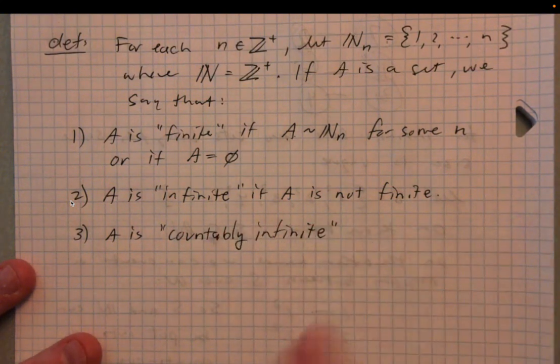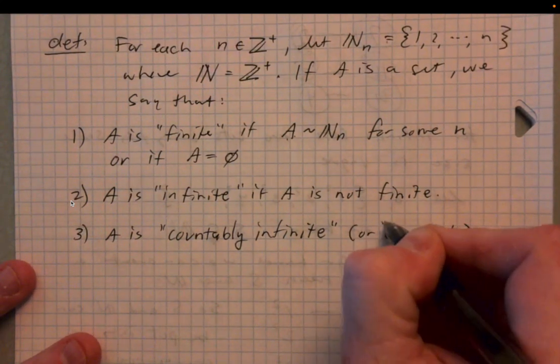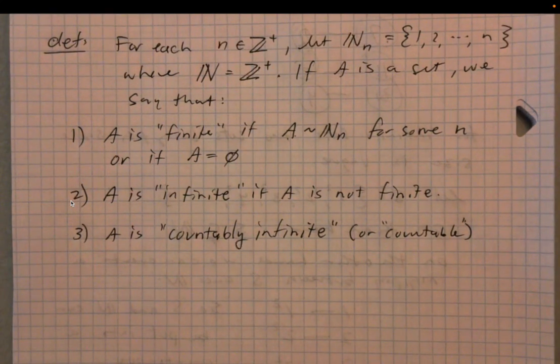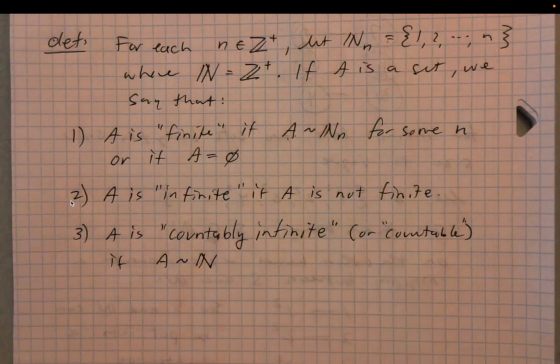A is countably infinite, or we might just say countable, that's kind of a shorthand. A is countably infinite or countable if A is equivalent to the natural numbers. What do we mean by equivalent? Remember, that means there's going to exist some one-to-one function from A onto the natural numbers. And the function has to be reflexive, symmetric, and transitive.